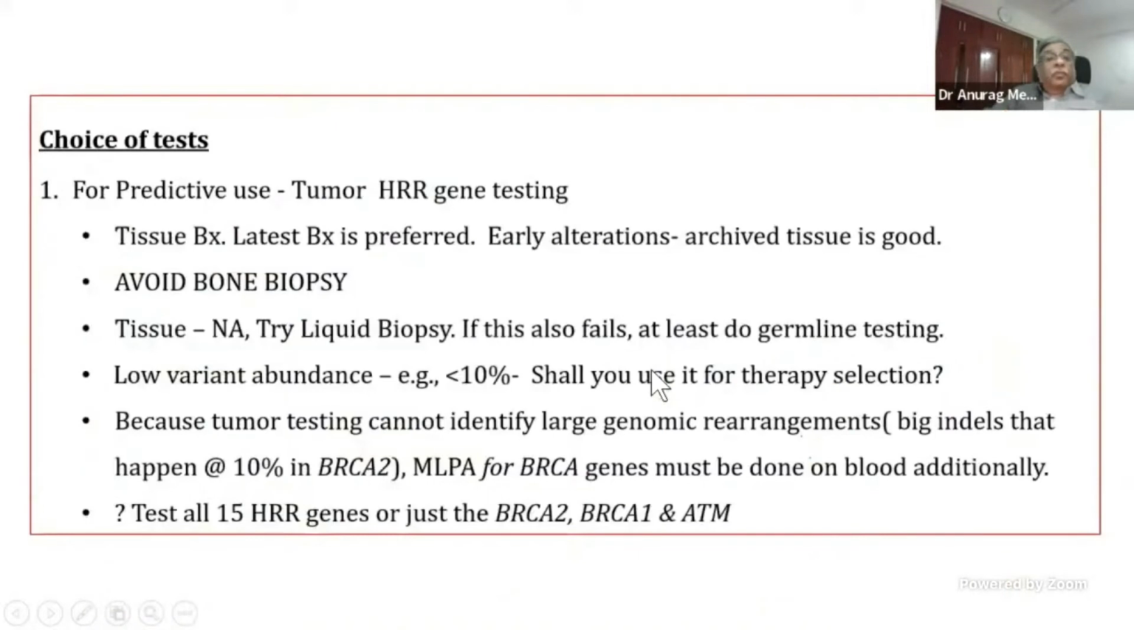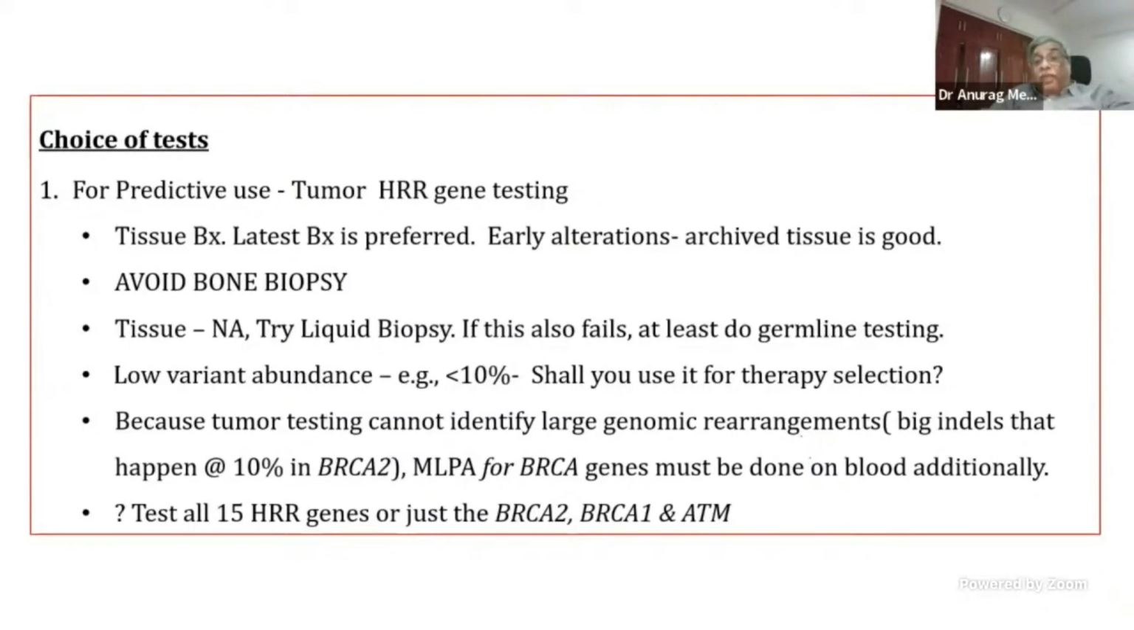So the choice of test for predictive use is somatic testing on tissue biopsy, and especially the latest biopsy is preferred. However, as I said in the beginning, these alterations are early and archived tissue is as good as fresh tissue in case the fresh tissue is not available. The bone biopsy must be avoided. If tissue is not available, try liquid biopsy.